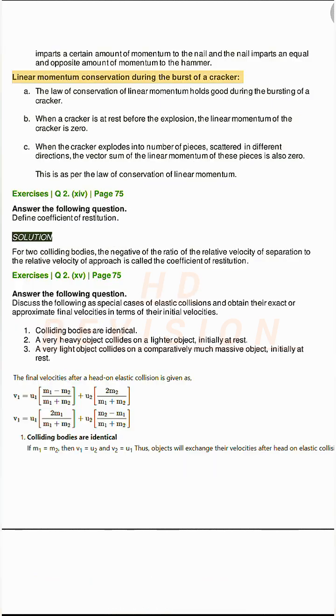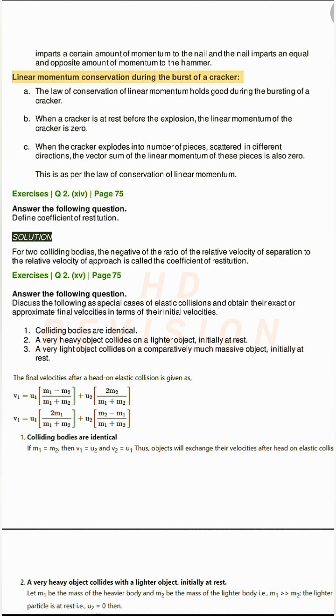Linear momentum conservation during the burst of a cracker. A. The law of conservation of linear momentum holds good during the bursting of a cracker. B. When a cracker is at rest before the explosion, the linear momentum of the cracker is 0. C. When the cracker explodes into a number of pieces, scattered in different directions, the vector sum of the linear momentum of these pieces is also 0. This is as per the law of conservation of linear momentum.